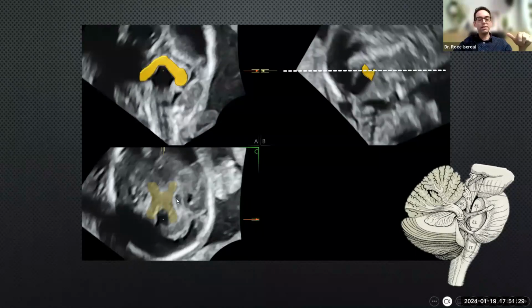And what you see here in this image is the typical molar tooth appearance, which evolves from the long, thick, and elongated superior cerebellar peduncles and the deep interpeduncular fossa here, which gives rise to the molar tooth sign. But you need to look for the molar tooth sign on the axial view and not on the coronal view, which is quite a common mistake.